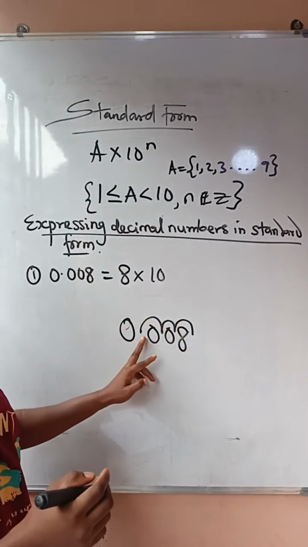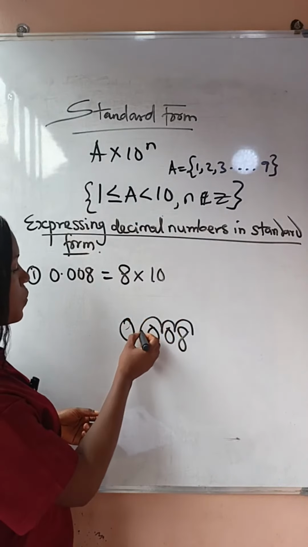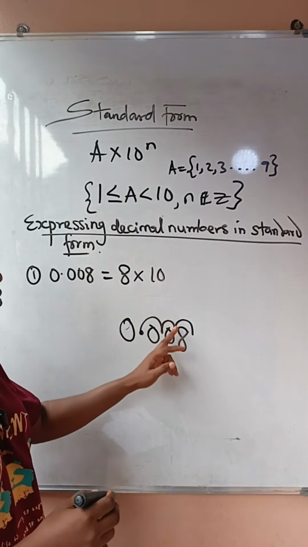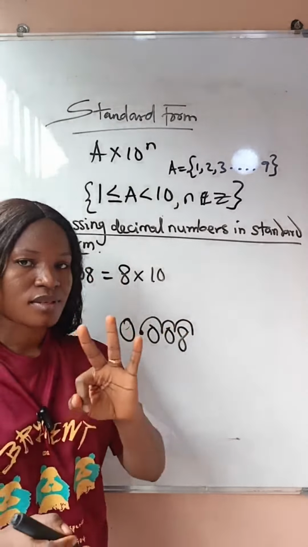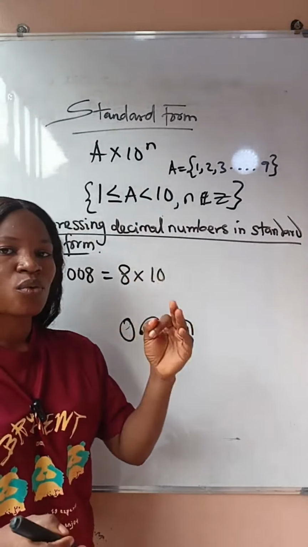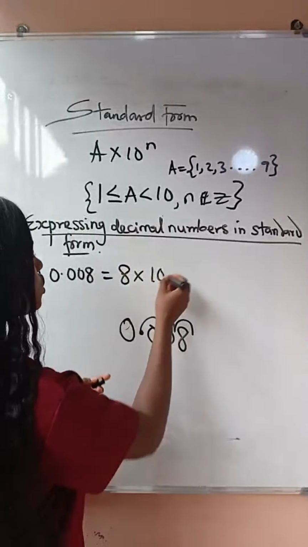Now a decimal, this particular decimal, you can see where the decimal point is. To get to our a, we shifted it to the right 3 times. So 1, 2, 3, meaning that our n will be -3 because we shifted to the right.